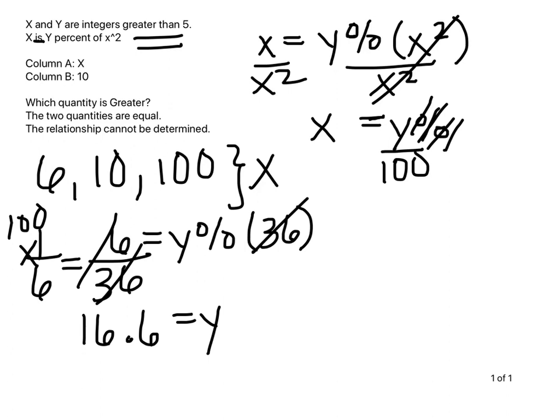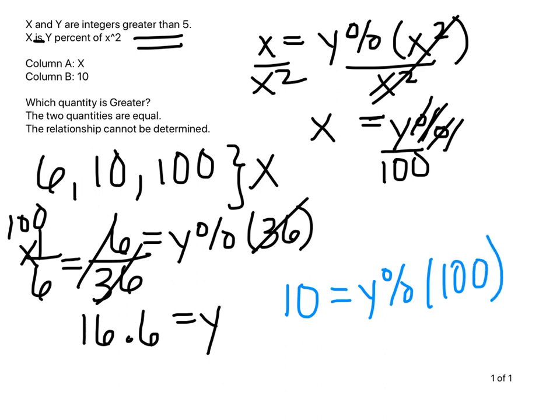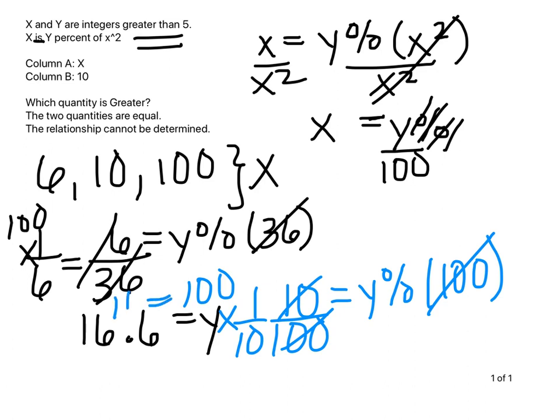Let's take a look at 10. If we use 10, we really only need to focus on the second equation. So we put 10 in there, so 10 is equal to y% of 100, 10 squared. So we divide this by 100, we get 1/10, but then we're going to multiply it times 100, and we're going to get 10. That would make y and x both equal to 10. Okay, so far we have 6 that works, 10 that works, and what about 100?